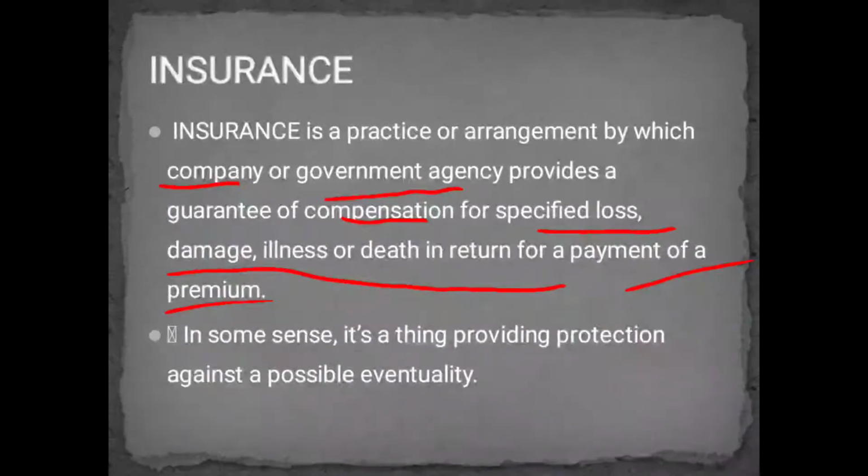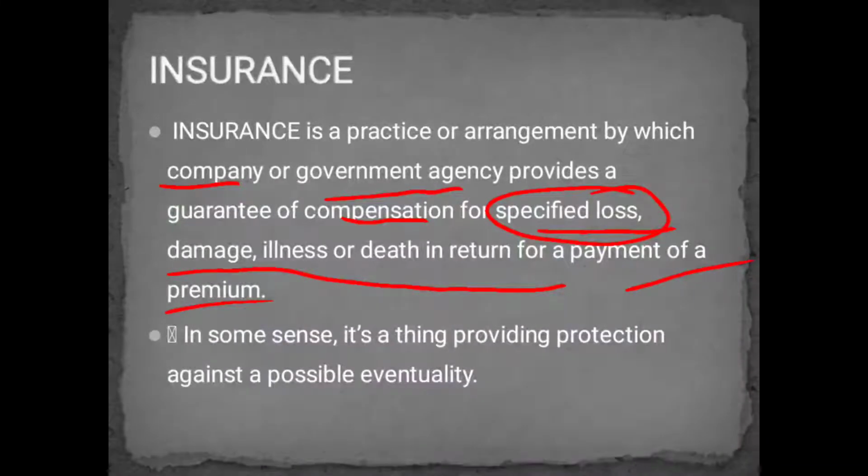What it says is there are insurance companies. We know life insurance companies are there, health insurance companies are there, or even government companies are there. And these companies guarantee the person who is making the insurance policy. He is called the insured, and he will be guaranteed that he will be compensated for a specified loss, not any amount of how much premium you are paying, for the damage, illness, or death.